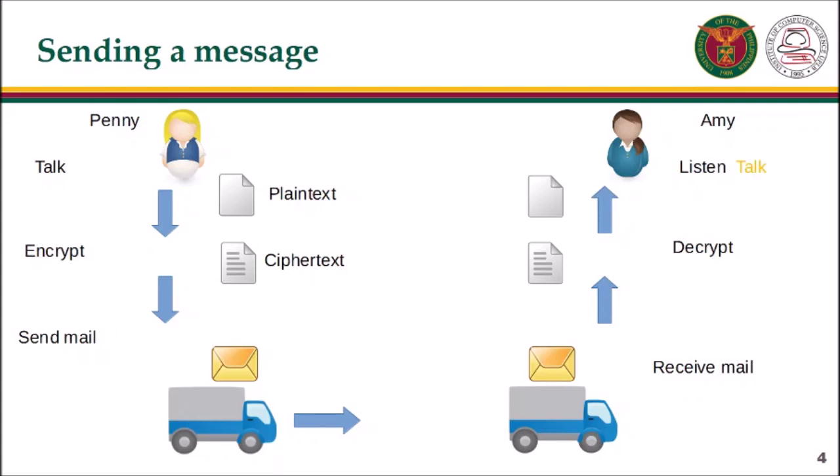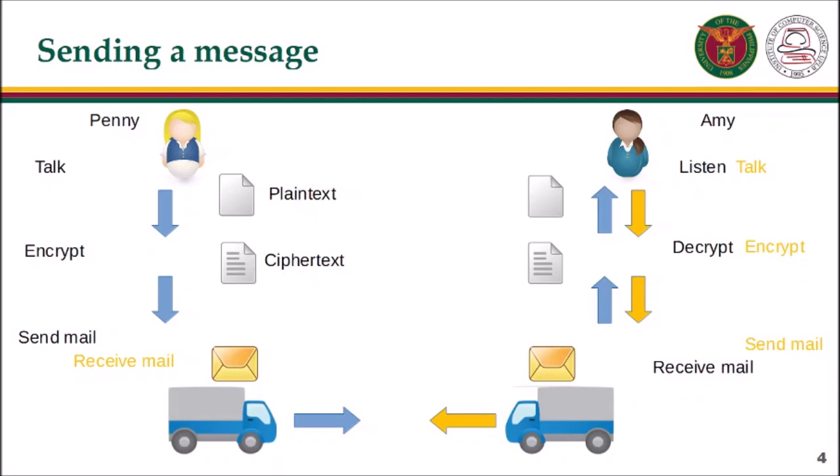In response, Amy will talk and the robot will transcribe it. For privacy again, they will encrypt it, and now she will send the mail. At Penny's part, she will receive the mail and decrypt the ciphertext, and the robot will read the mail and she will listen.